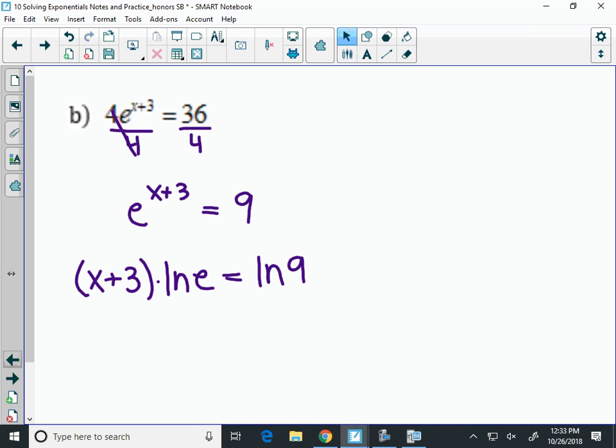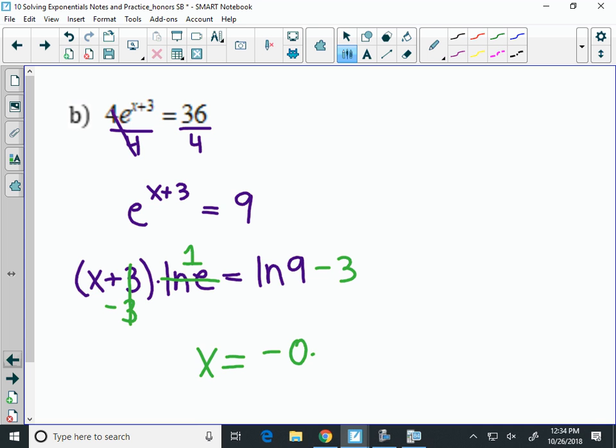Yes, natural log of e is 1. So I'm just going to put a little line there because that's 1. I don't have to deal with it anymore because dividing by 1 doesn't change the value. So what would be your last step here? Subtract the 3. Does it equal 6? Is it a whole number? No, it's a decimal. The log part would help. So natural log of 9 minus 3. I think you should get a negative decimal here. I think it's negative 0.803. Yeah. All right, do we have to double check this one?